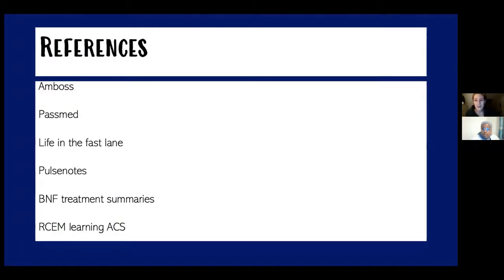I really liked AMBOSS. I thought that was really helpful with finals revision because it's really broken down very well. You don't need to sign up for it. Just Google whatever condition, so ACS and then AMBOSS, and it gives you an overview. Really, really good. PASSMED, brilliant. Life in the Fast Lane, which I got all the ECGs from. Pulse Notes is also a really good website for breaking down each condition really clearly, methodically. And then BNF treatment summaries, although they sometimes can be a bit confusing, and RChem learning for ACS.